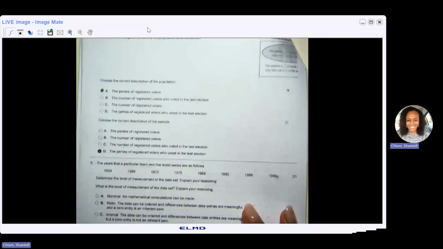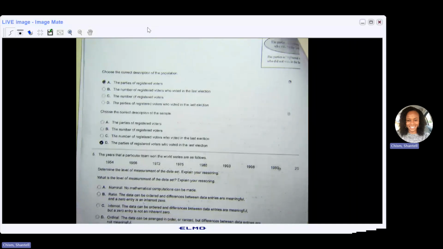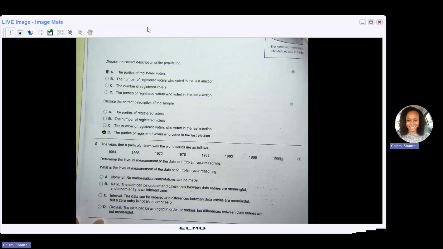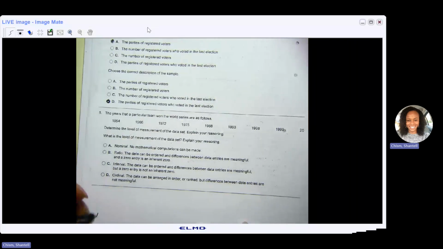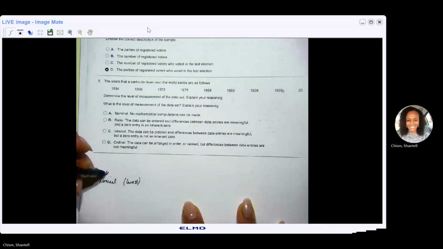Okay. Number 5 is giving us some years that a particular team won the World Series, and we're asked to determine the level of measurement. So keep in mind there are 4 levels of measurement. Nominal is the lowest level. Then one level above that would be ordinal. Then you have interval. And then you have ratio being the highest.